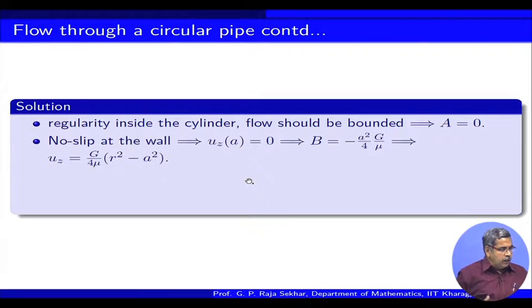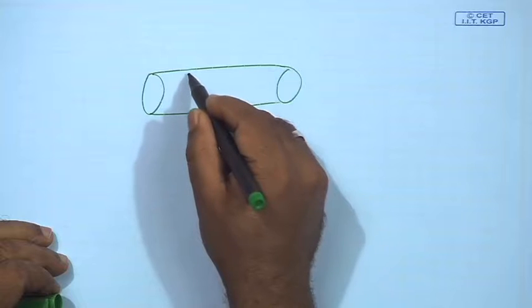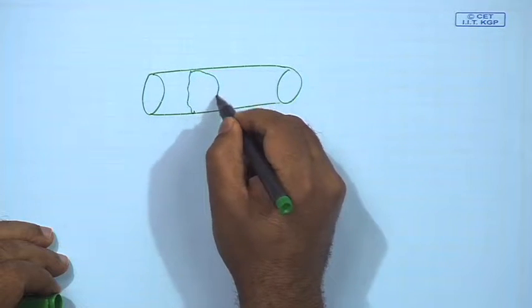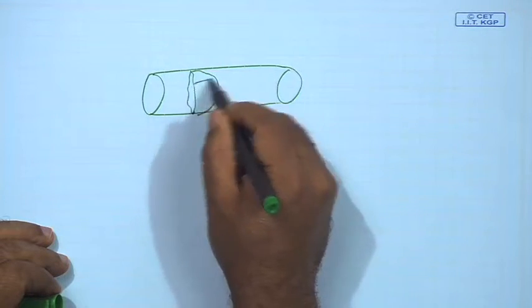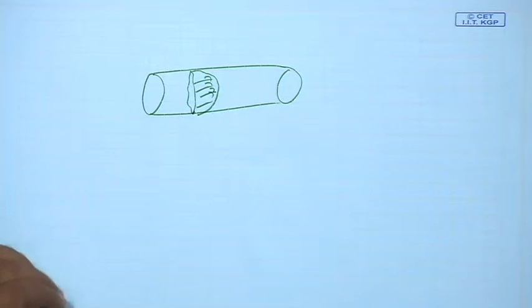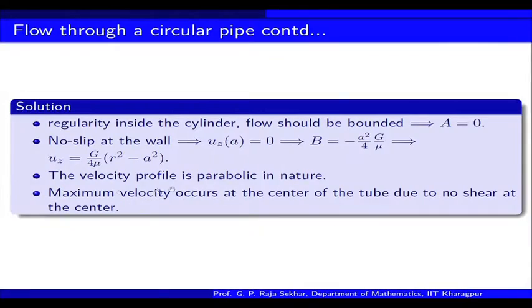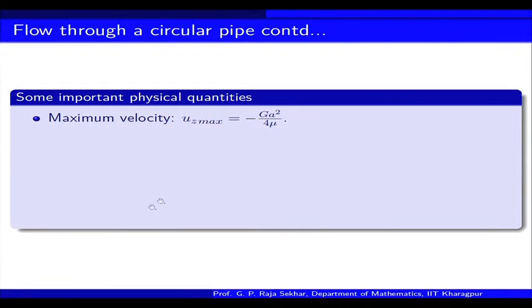So, the corresponding profile is also quadratic with radial distance. So, this is the profile. Why? Because the entire exterior is stationary. Now, this we have already discussed: it is parabolic. Maximum velocity occurs at the center of the tube, due to no shear at the center. So, that can be computed.